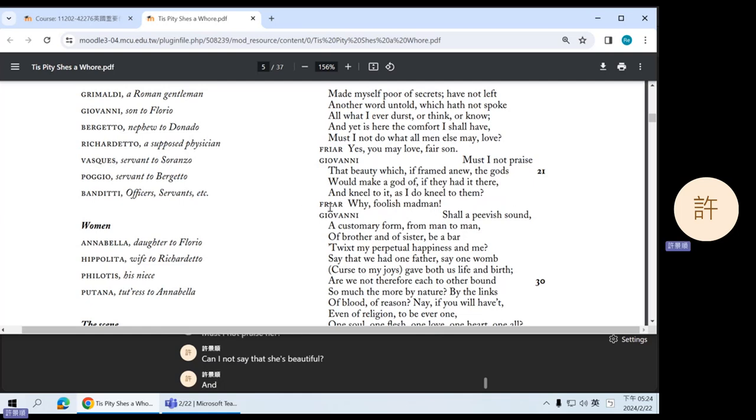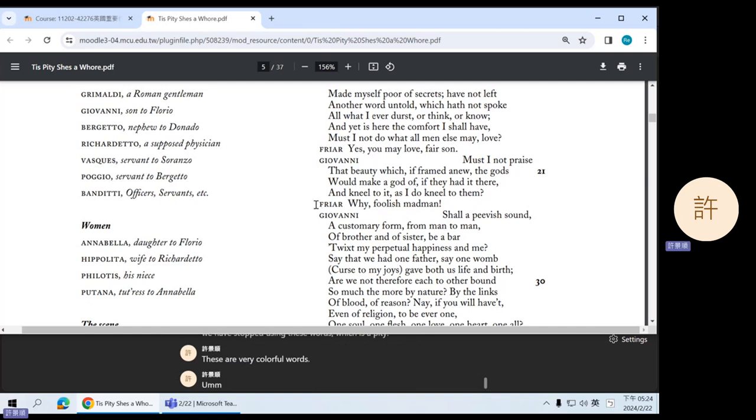And here the friar again starts to object. Why, foolish madman, why is not a question? Why is an interjection, 感叹词. It's expressing his emotion. People still used to say this in the 20th century. But for some reason, we have stopped using these words, which is a pity. These are very colorful words.